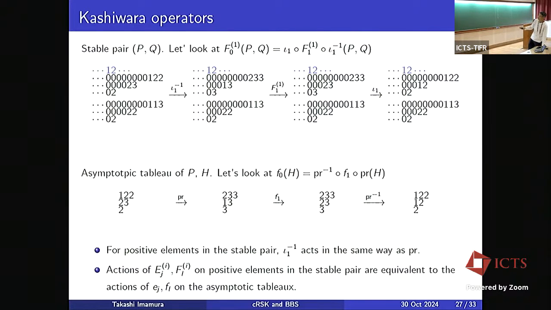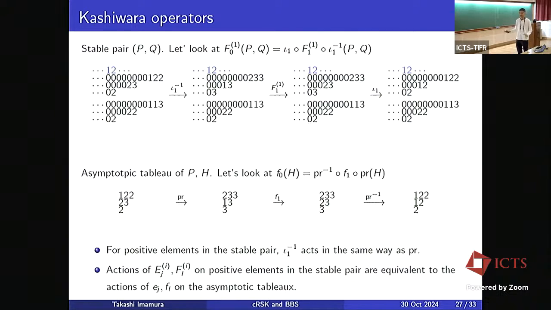So comparing this column by column, we can see the following for positive elements in the stable pair: iota 1 inverse acts in the same way as the promotion operator like this. Here in the promotion operator, 1 2 2 2 3 2 changes to 2 3 3 1 3 3. The same thing happened here, 2 3 3 1 3 3 and so on.